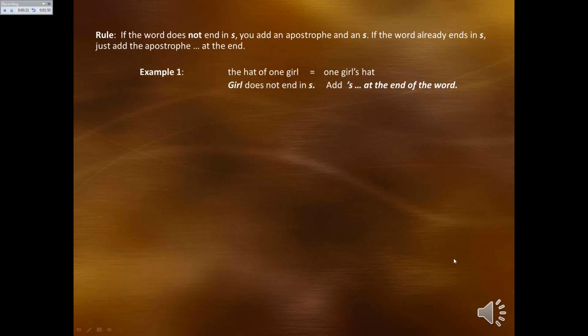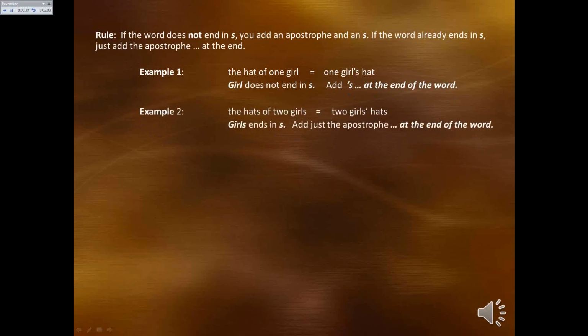Here's another example. The hat of one girl, girl's hat, because it was spelled G-I-R-L. It does not end in S, and therefore we have to add both the apostrophe and the S at the end of the word, just like this. If we had the hats of two girls, now this word is spelled G-I-R-L-S, and because it actually ends in S, we do not need to have another S on there. We just put the apostrophe.